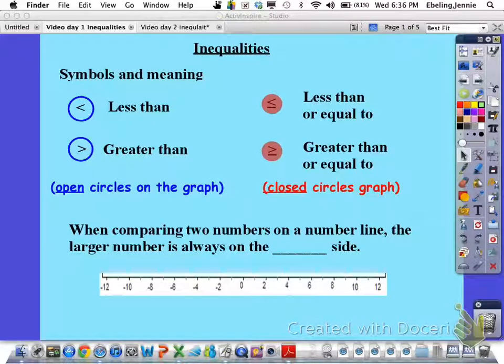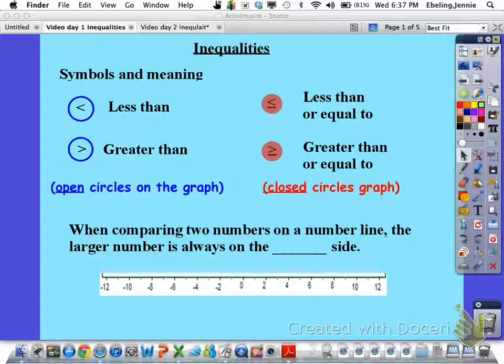Hi algebra students. Today we're going to be solving inequalities, and today we're just going to be solving some simple inequalities. But before we do that, we need to take a look at the symbols and refresh our skills and memory on the symbols that we need to use.